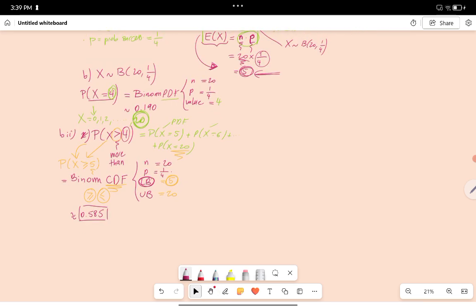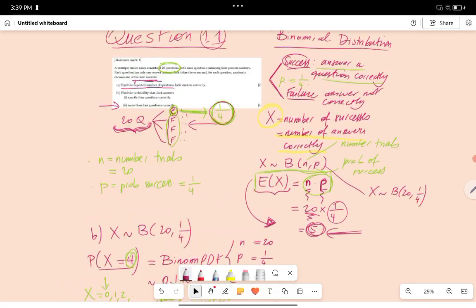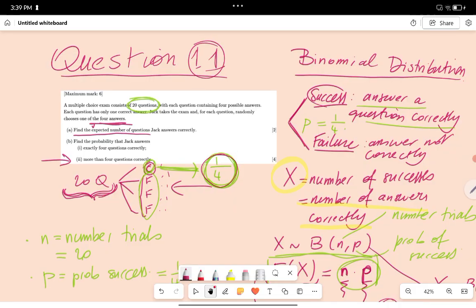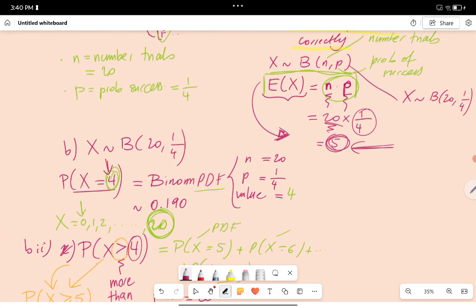Okay, so this is all binomial. So this is a binomial question. So the crucial thing here, guys, is to recognize that we're talking about binomial. For binomial, we need 2 outcomes. We need success and a failure. And the question will be said like, find the probability that Jack answers exactly 4 questions correctly. So you have to recognize that this must be like our success, right? So the event of success is that we answer a question correctly. And then exactly 4, that will be our value that we plug in. That will be this thing. But this is the crucial thing.